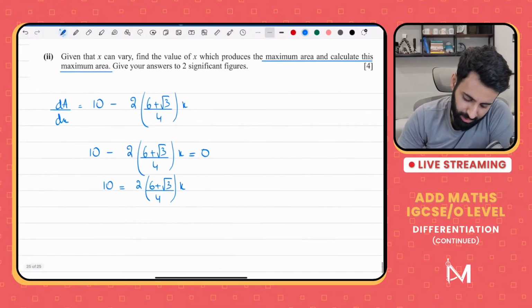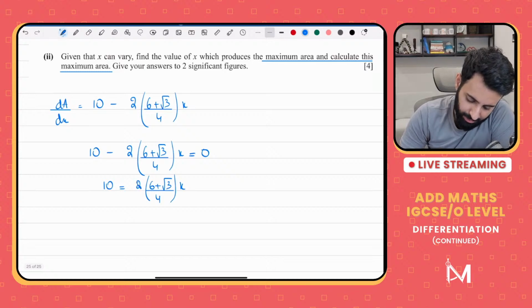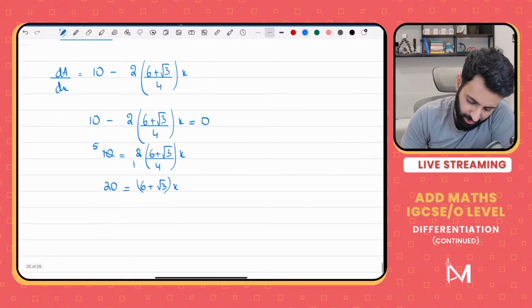Okay, so this is what we achieve. Now let's simplify before we cross multiply. 2 1s are 2, 2 5s are 10. Let's cross multiply. So 5 4s are 20. So 20 is equal to 6 plus root 3 times x. Let's make x the subject. So we have 20 over 6 plus root 3. That's the value of x.